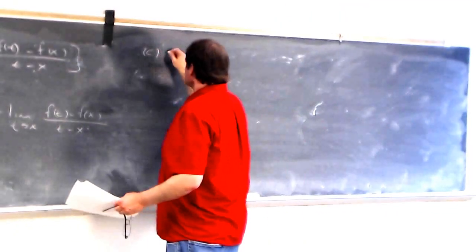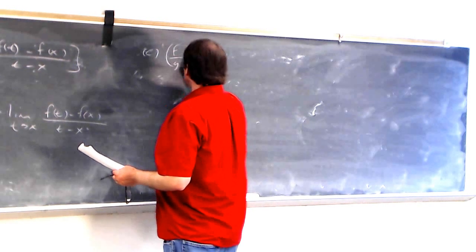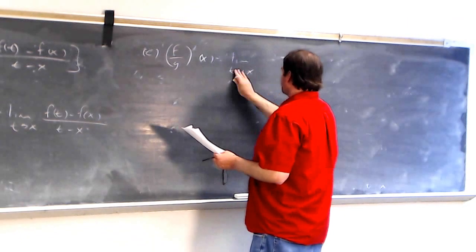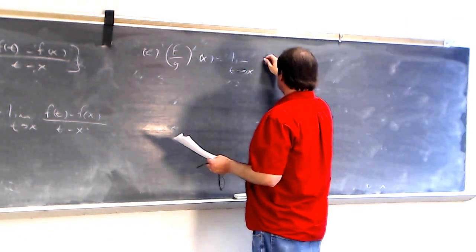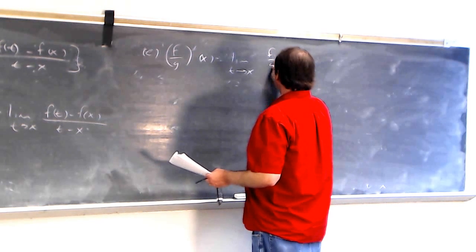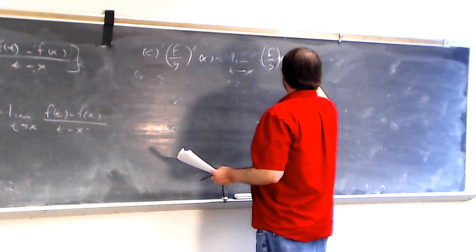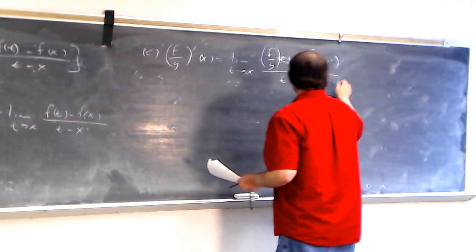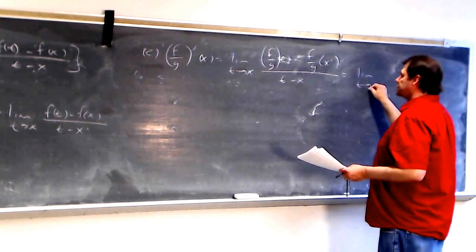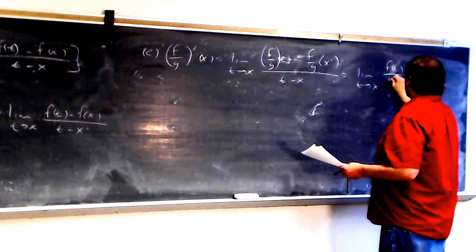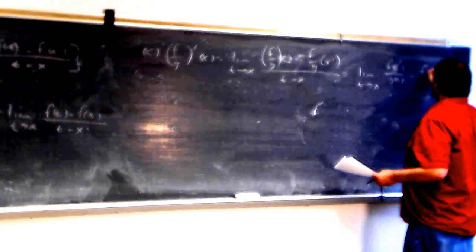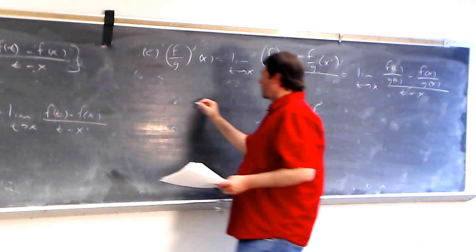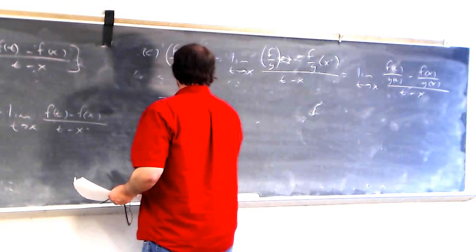Part C, f over g prime acting on x is equal to the limit as t goes to x of f over g acting on t minus f over g acting on x all over t minus x, which is equal to the limit as t goes to x of f of t over g of t minus f of x over g of x all over t minus x. Using algebra here, that's equal to the limit as t goes to x.